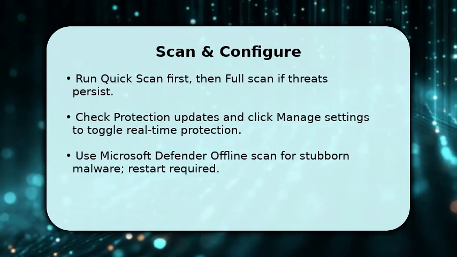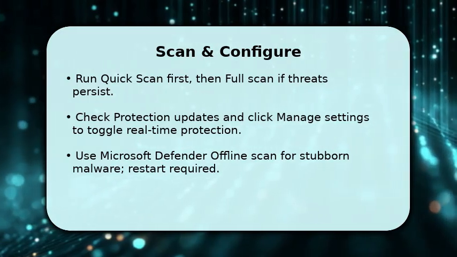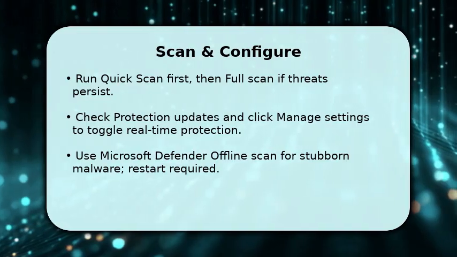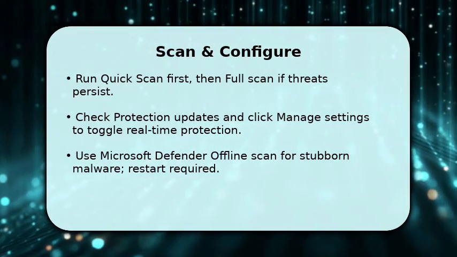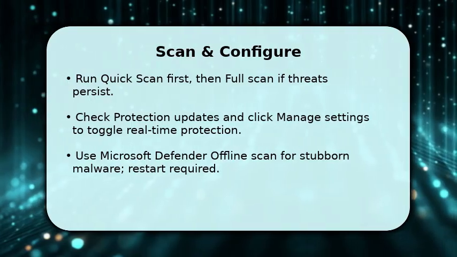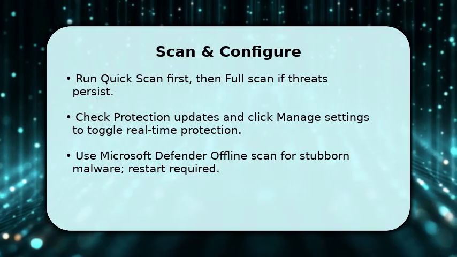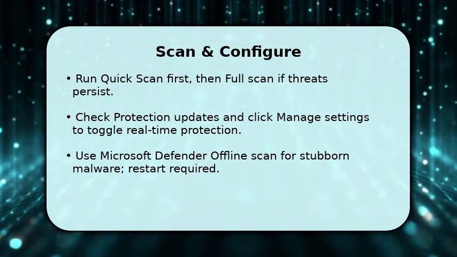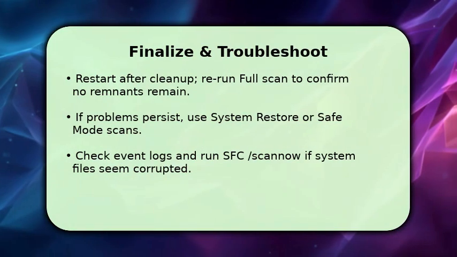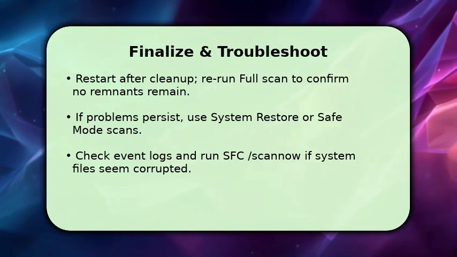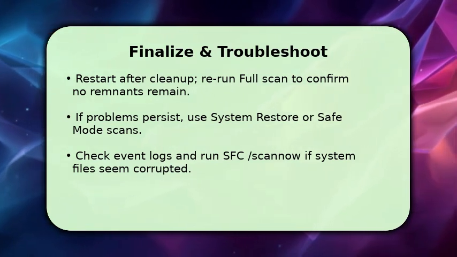Next, open Manage Settings and make sure real-time protection is enabled. Disable it only briefly if troubleshooting. For persistent or rootkit-style infections, choose Microsoft Defender Offline Scan. It finishes by restarting the PC to ensure quarantine files are removed and services reset. Once back, run a full scan to confirm no leftovers.